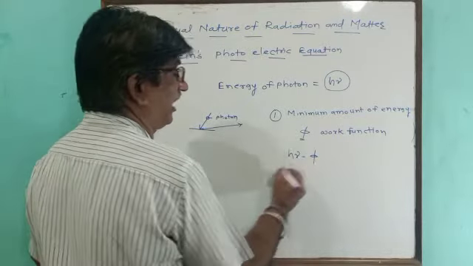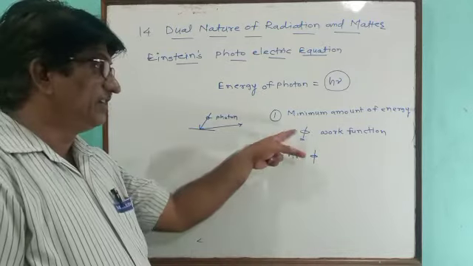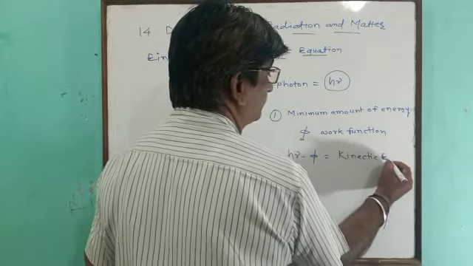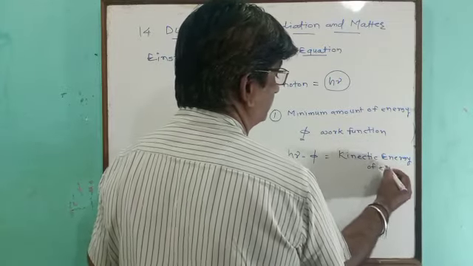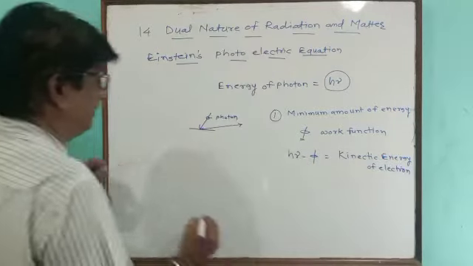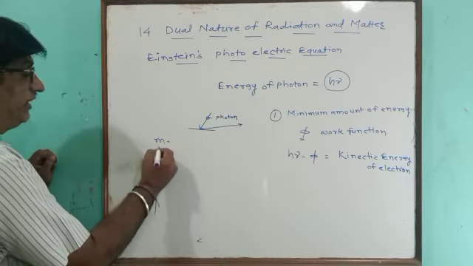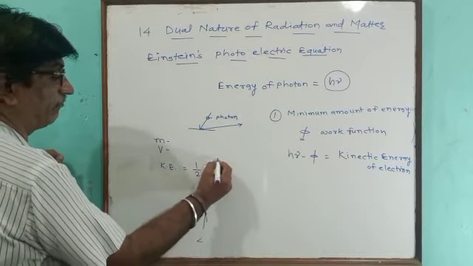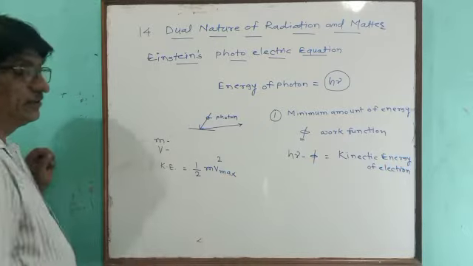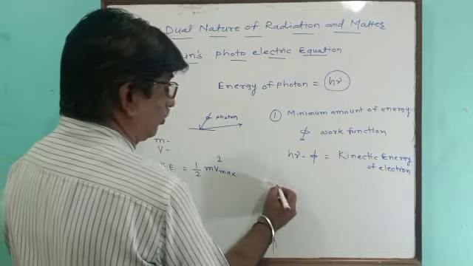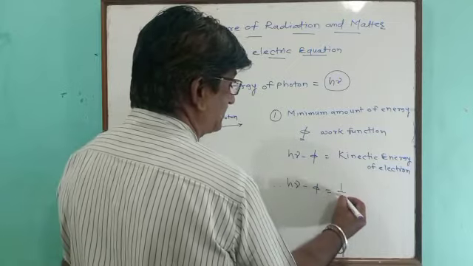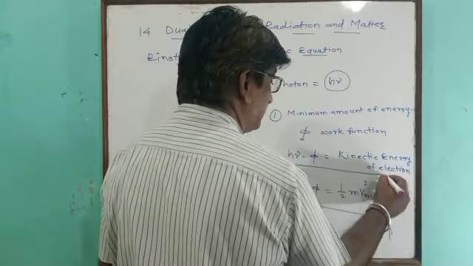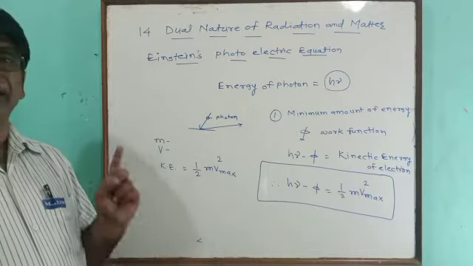Okay, this work function and the energy of photon h nu: h nu minus phi, the remaining energy, will be the maximum kinetic energy of the electron. We know that if m is the mass of the electron and v is the velocity of the electron, the kinetic energy will be half m v square. For maximum kinetic energy, the velocity will be maximum. So we can write h nu minus phi equals half m v square maximum, and this equation represents Einstein's photoelectric equation.